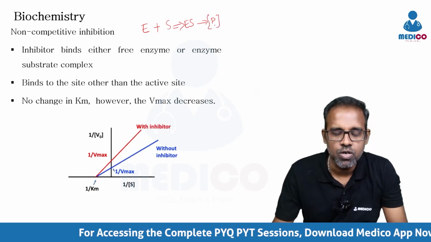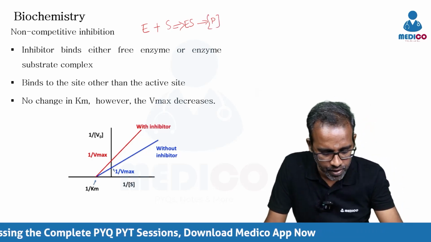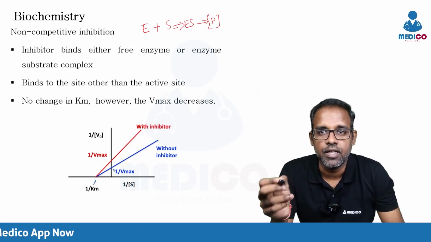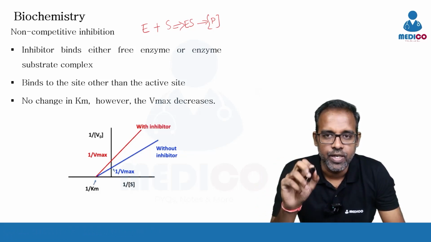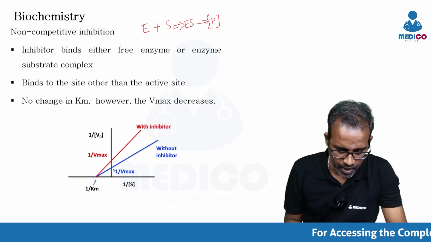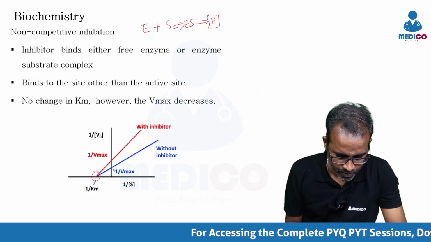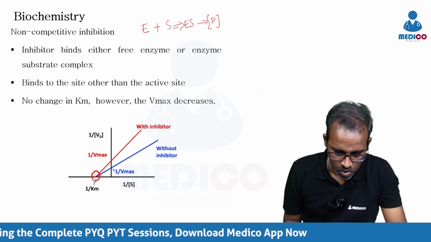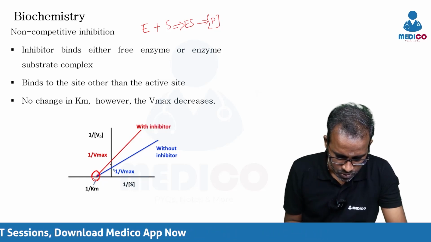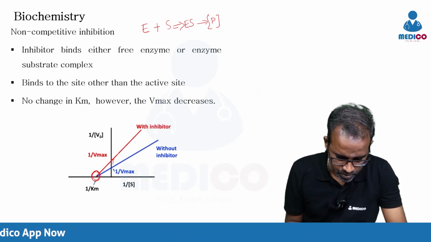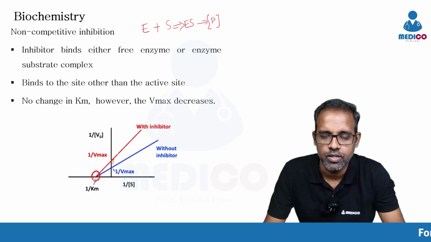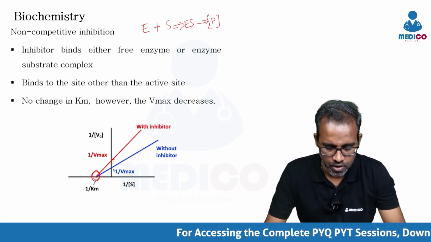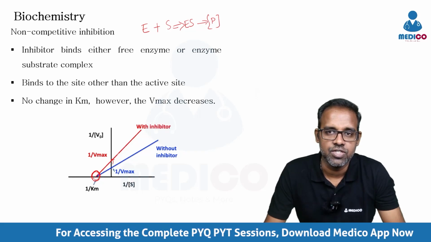Okay. So this non-competitive inhibitor binds either the free enzyme or the enzyme substrate complex, but it binds to a site other than the active site of the enzyme. So when this happens, the Km will not change. The Km will remain the same, as you can see from the graph where I am working now. However, the Vmax will decrease. So with the inhibitor, the Vmax will decrease. So in case of non-competitive inhibition, there won't be any change in Km. There will be a change in Vmax, which is actually a decrease.